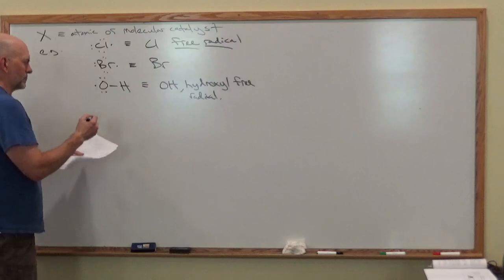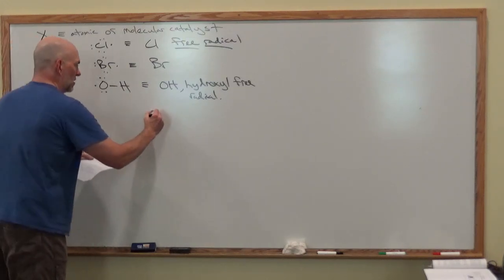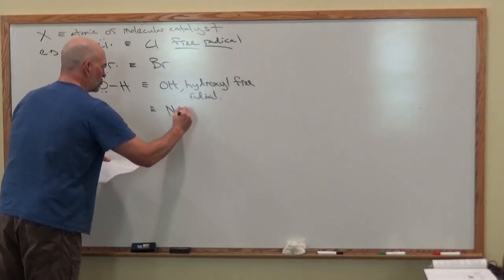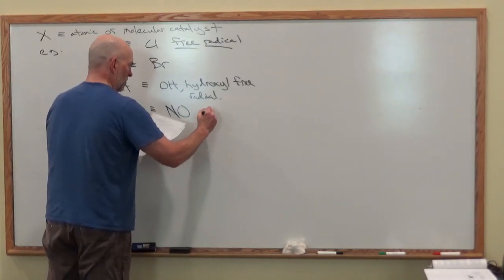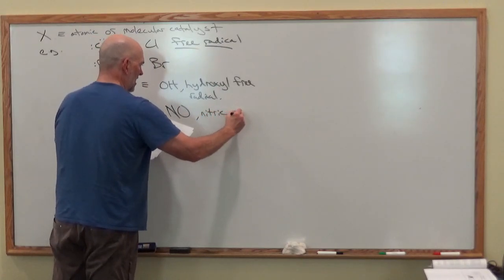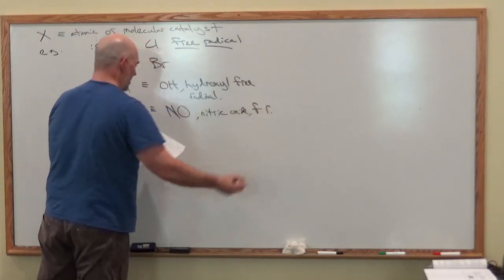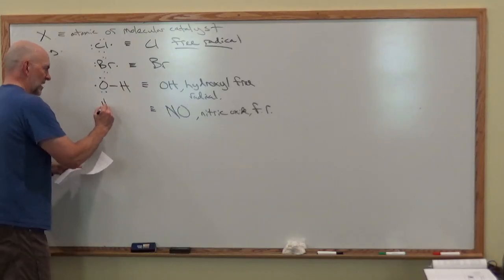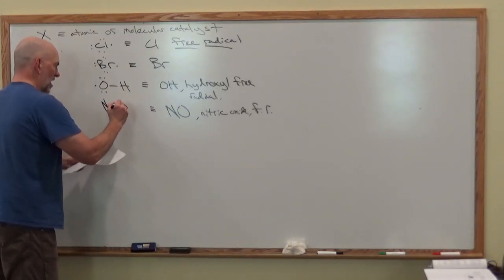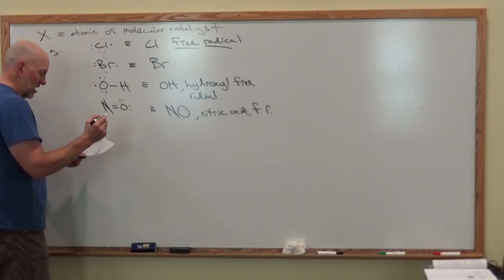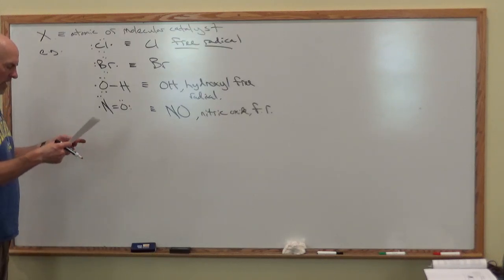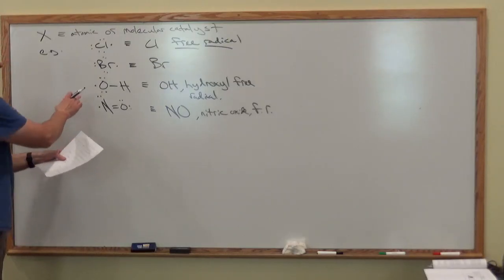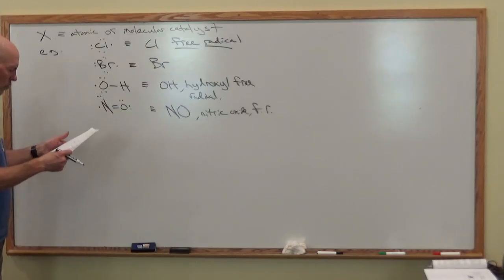Some other ones that are fairly common is nitrogen oxide. Nitric oxide, free radical, and what does that look like? That looks like this. It's nitrogen double bonded to an oxygen. The oxygen has an octet, the nitrogen does not. And yeah, I have a couple of notes about these two. I wasn't sure I was going to give those, but I think I will.